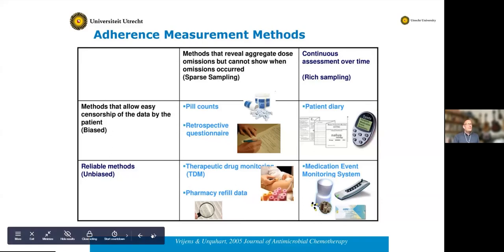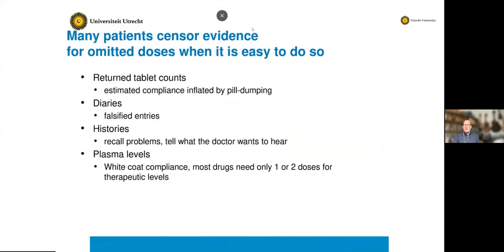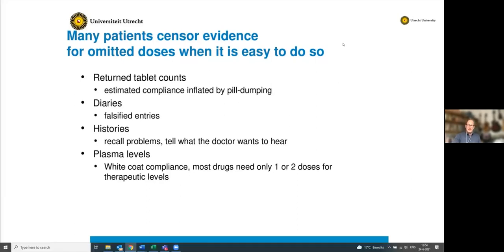And on the next slide, if you can show that, you see a couple of those problems that I already mentioned. If it is easy to censor evidence that dosages are omitted, forgotten, or intentionally not taken, then people will do so. So then people will use that possibility. So, looking at tablet counts, people can inflate adherence by dumping their pills before they have them counted.